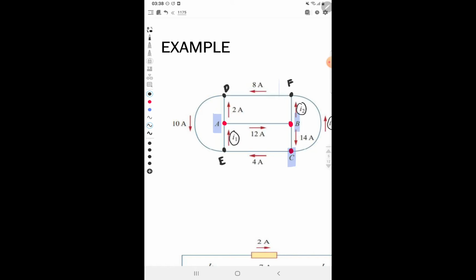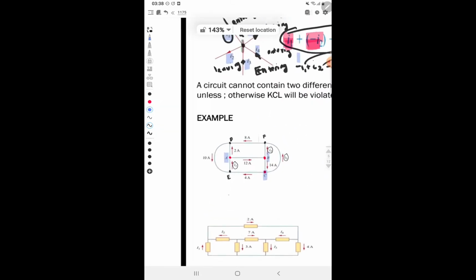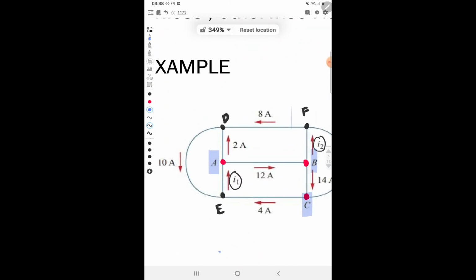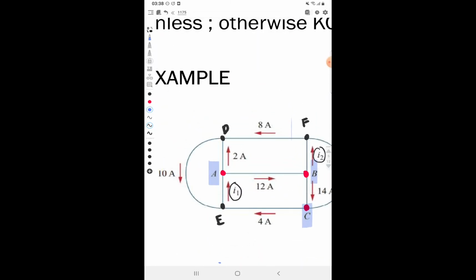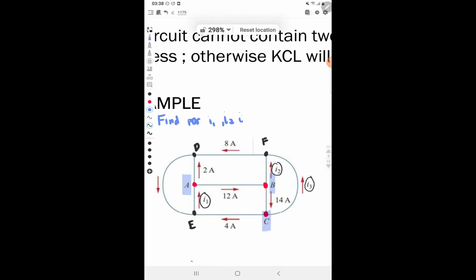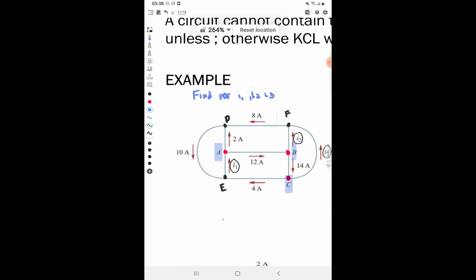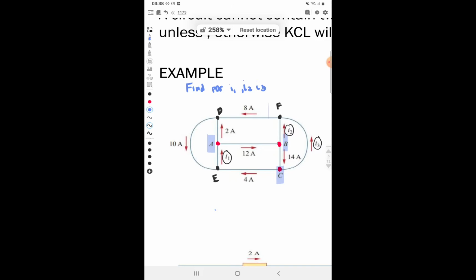Okay, so let's apply our KCL, or our Kirchhoff's current law. Let's find I1, I2, and I3. So now, let's find them using, of course, our KCL. When we apply KCL at node D, so KCL at node D.